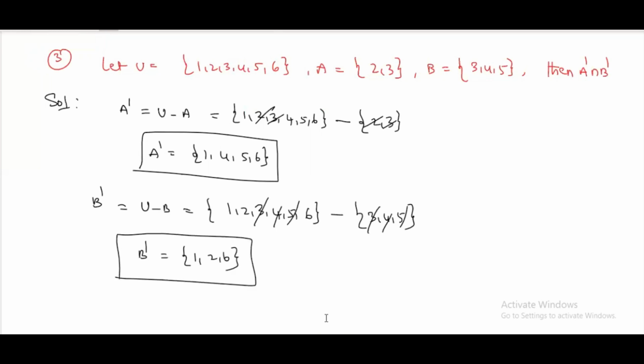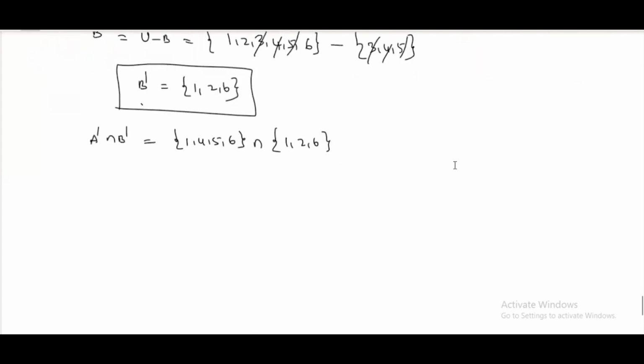1, 2, 6. So now we have to find A complement intersection B complement. So that is A complement, we got 1, 4, 5, 6. Intersection B complement, we got 1, 2, 6. So what is the intersection of these two?